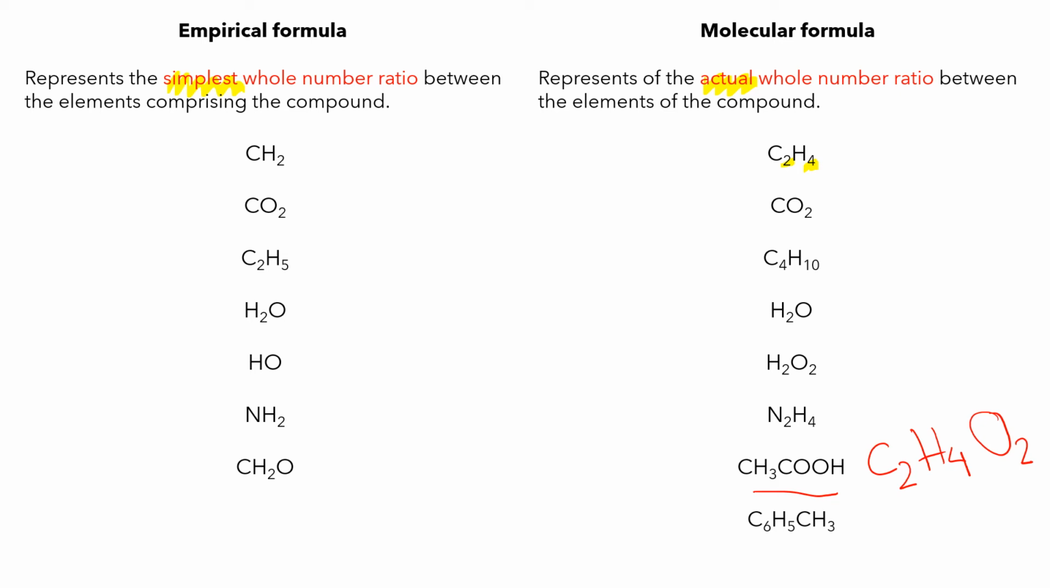We have another example. We have C6H5CH3. So we can rewrite it as C7H8. Do you think we can simplify it? No, we cannot simplify it. So it will stay as it is.